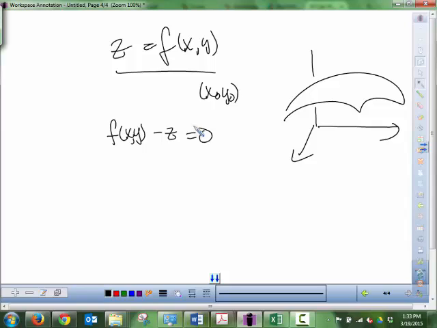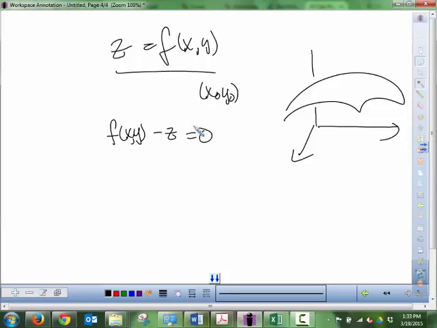I essentially have a level surface, right? Because you've got a relation between x, y, and z. Z just happens to be on its own so you can solve for it, which can look like a function. But if I bring it over to the other side, it looks like a relation of x, y, and z together equal to a constant, this is 0. So it looks like a level surface.